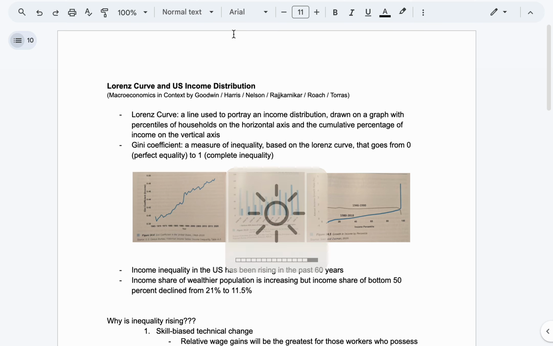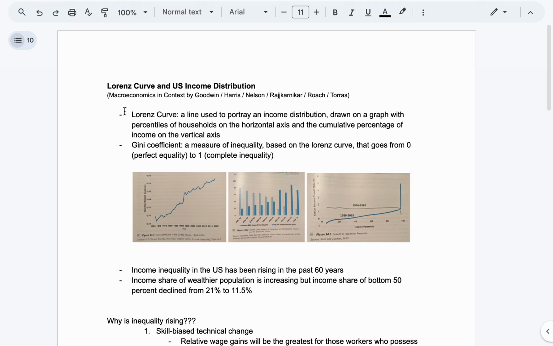Okay, I'm gonna start talking about U.S. income distribution and inequality. And I'm gonna start from explaining the Lorenz curve, which is a very useful model that illustrates the inequality in income distributions. And let's start with the definition.